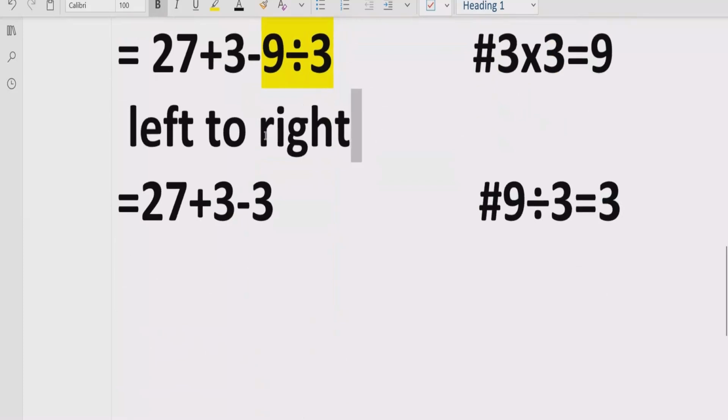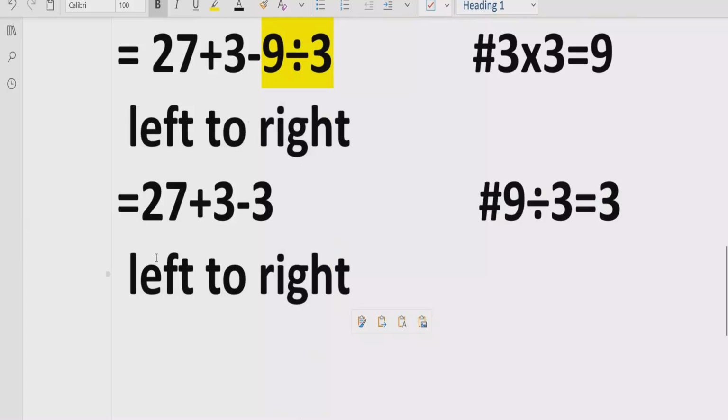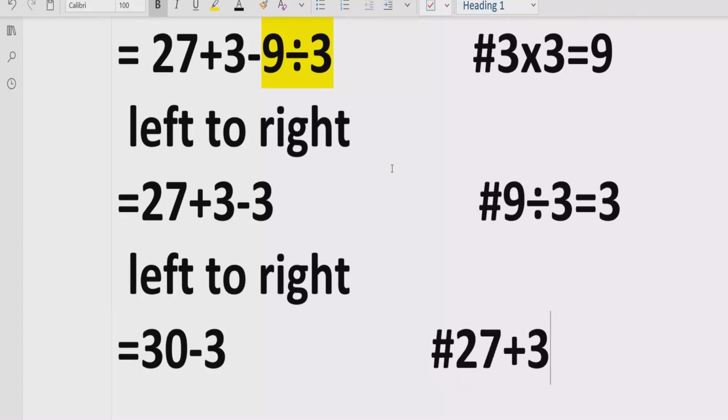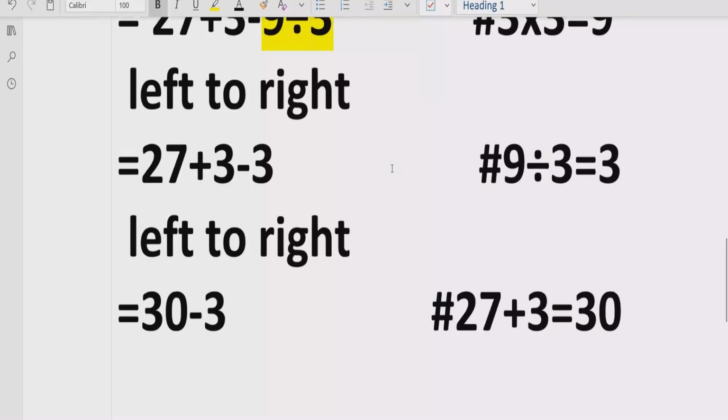Here, again we will go left to right and find out which is coming first. So 27 plus 3 is 30 and minus 3 we will write here as it is. And again we will give the reference 27 plus 3 equals 30. Now move forward, we have here two terms which are subtracting each other. So we will subtract both of them and get the answer, which is 27. So the answer of the given expression is 27.